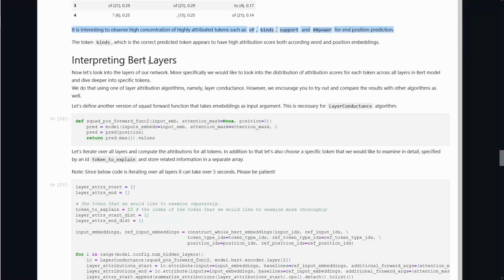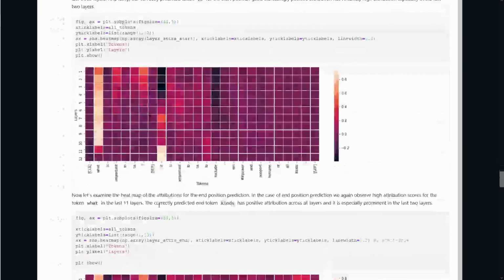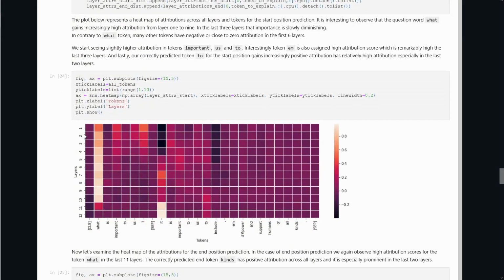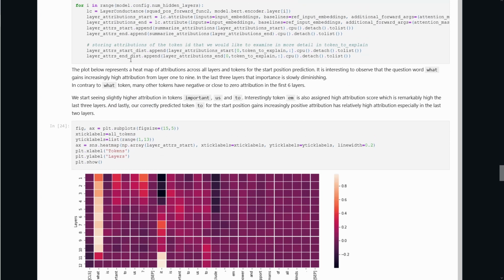And then they start interpreting BERT layers, which would be highly interesting. But again here, have a look at this. This is the behavior of the different layers from layer 1 to layer 12. And here again is a demonstration, sentence, question and answer. And here we have a heat map, a heat map of attributions across all layers and all tokens for the start position prediction.